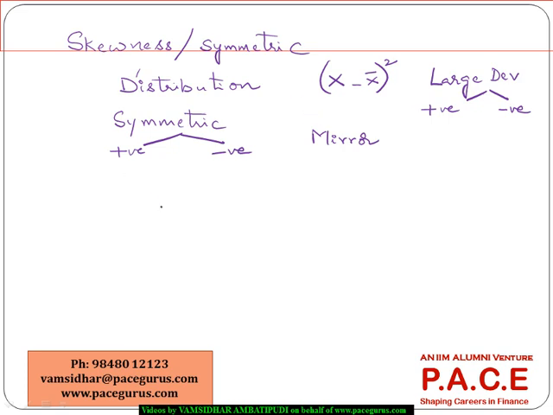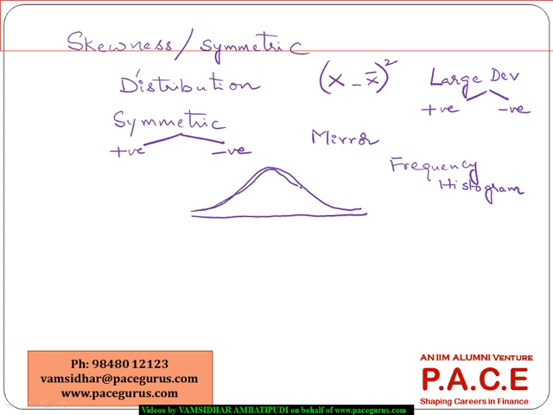Only when the distribution is more normal. One of the examples of symmetric distribution: when I plot the frequency distribution in the form of, let's say, a histogram or a polygon, what I typically see is, if the shape of the histogram comes more like this, I call these kinds of distributions, which look like a bell shape, more symmetric. This kind of distribution is typically called a normal distribution.